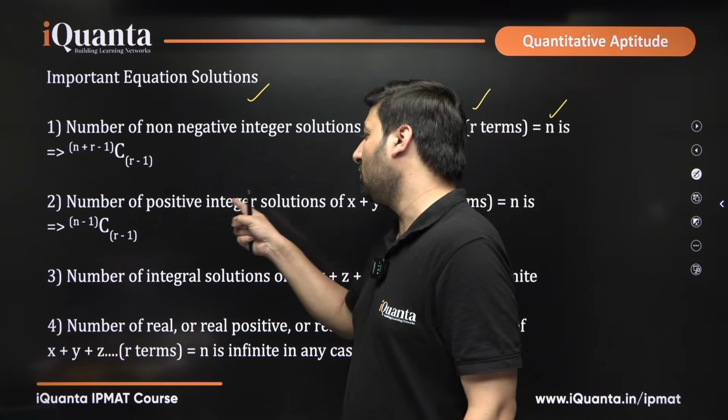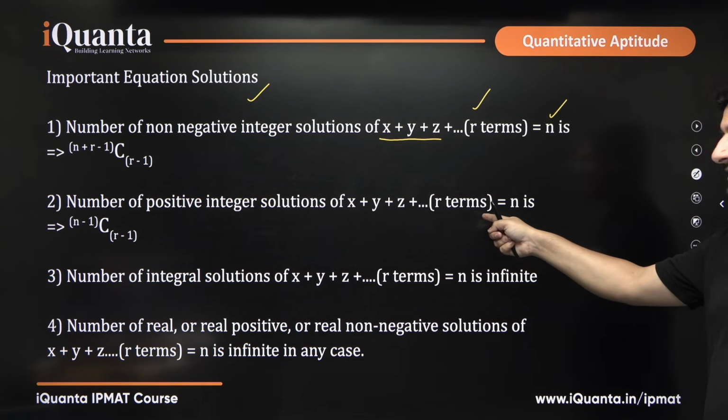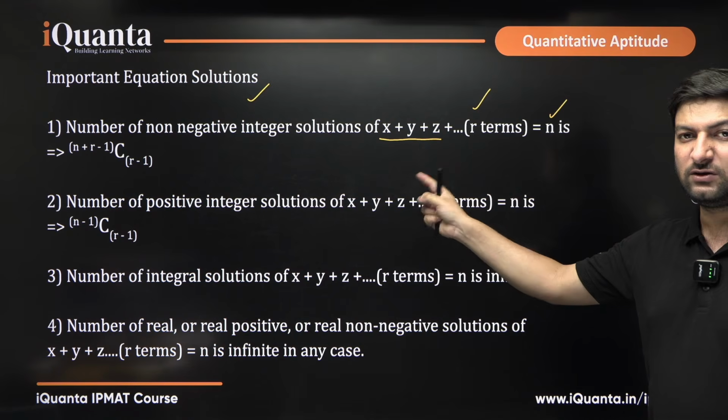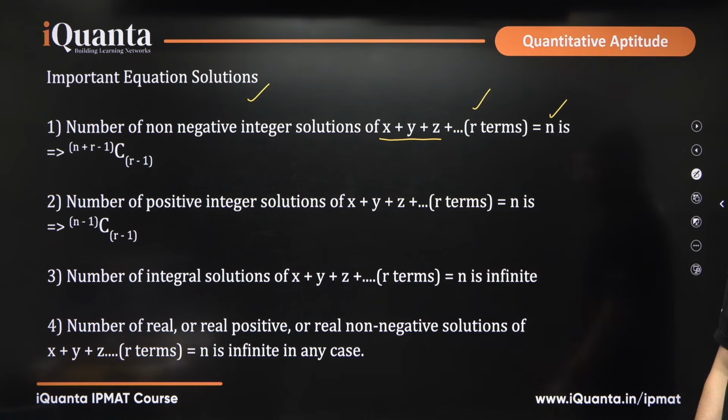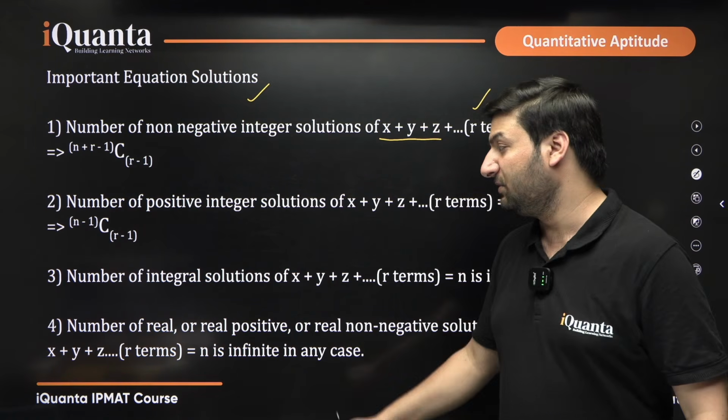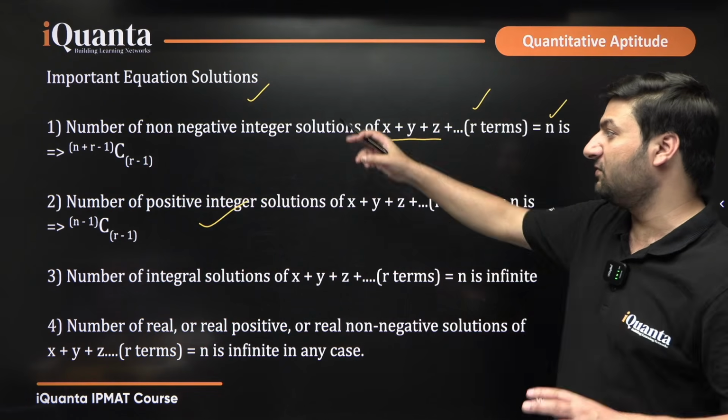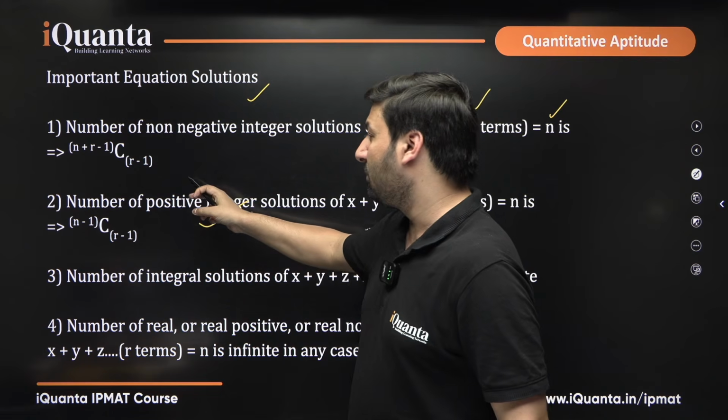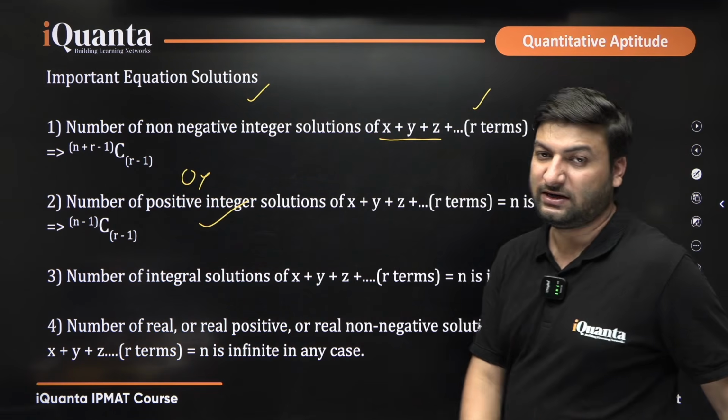Next, the number of positive integer solutions of x plus y plus z up to r terms. So, r is the number of terms being added on the left hand side, n is the number on the right hand side, n minus 1 C r minus 1 will be the number of positive integer solutions. What is the difference between non-negative and positive? In positive, 0 is not allowed.